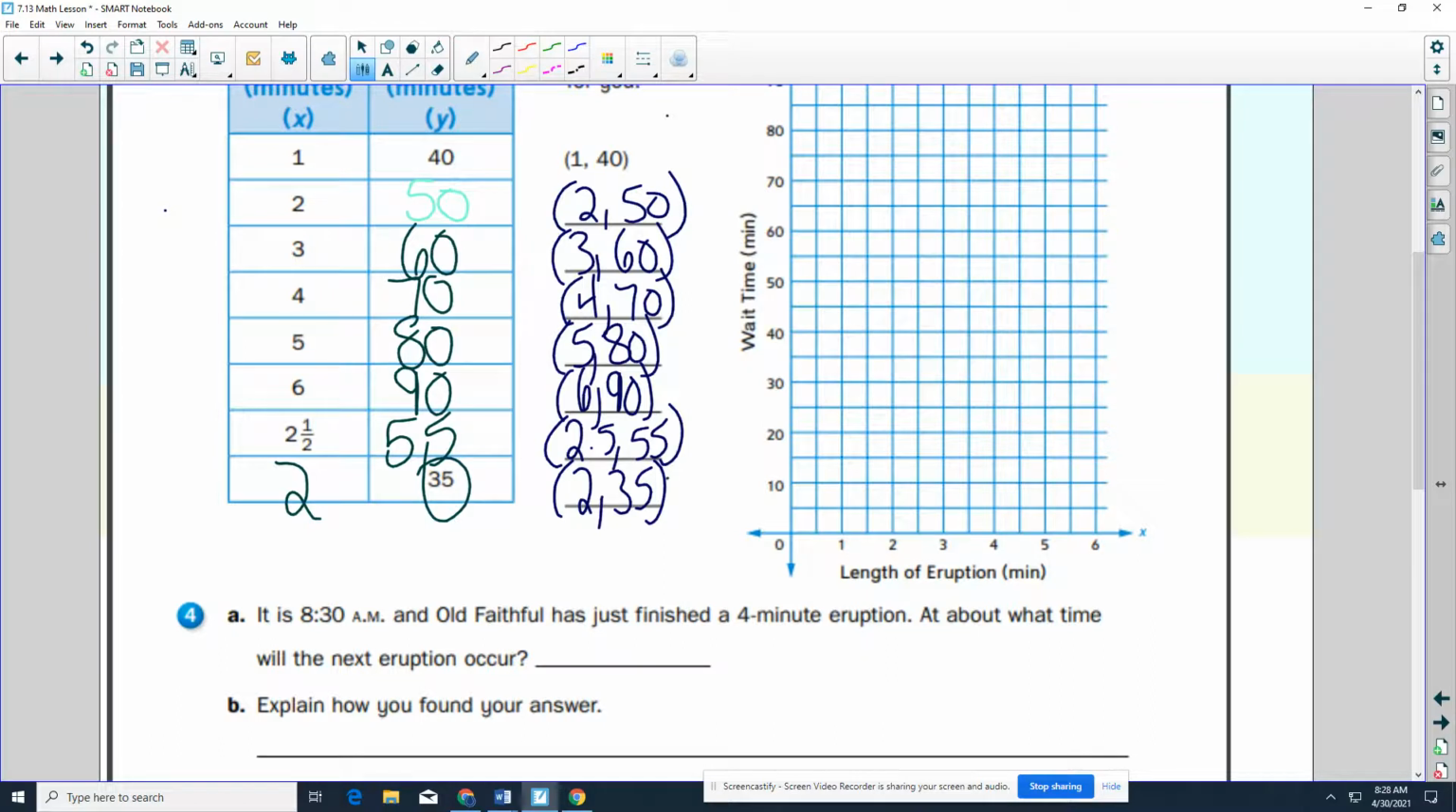So the very first one is 1, 40. So I put my dot there, and I don't cross them out in case I need to go back and check, but I do like to put a check mark so I know that I've done it.